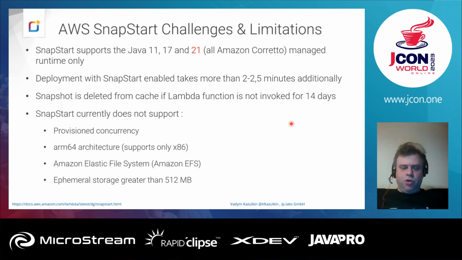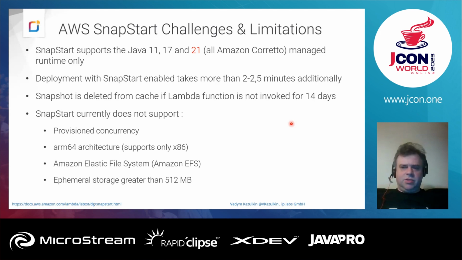SnapStart doesn't support all AWS regions, but most of them, like Europe, but it doesn't support several things. If you would like to use provisioned concurrency, like pre-provisioned environments, it's not possible to activate SnapStart. Maybe it's even not required. It doesn't support ARM64 architecture, which might be cheaper. It only supports x86, the standard one.